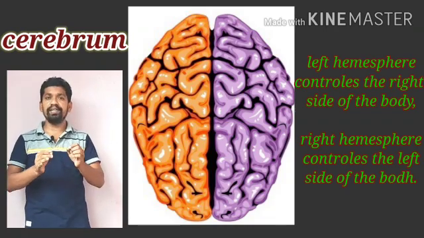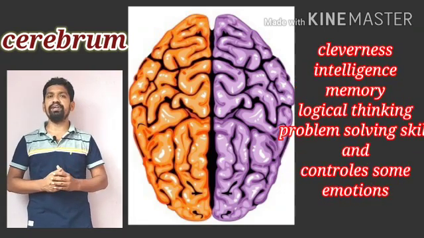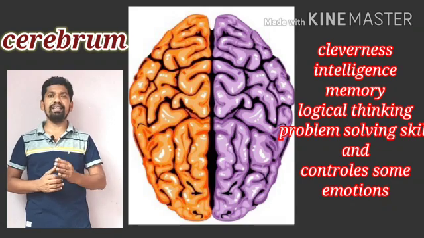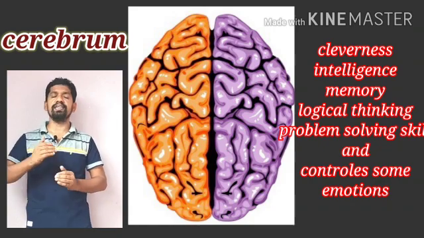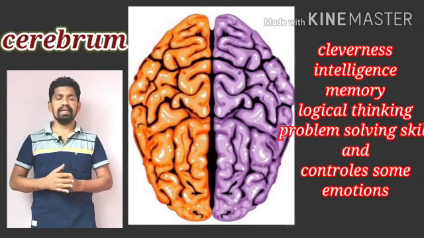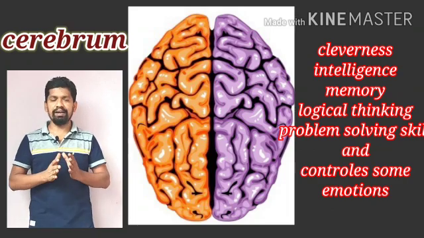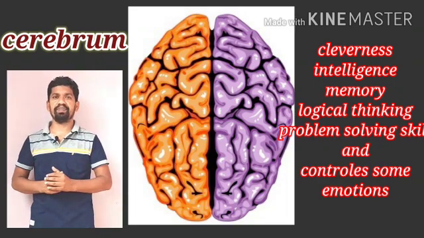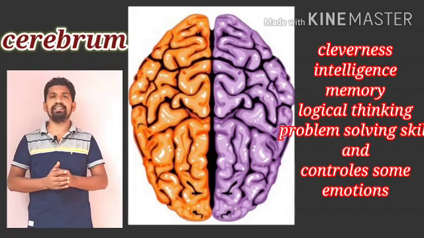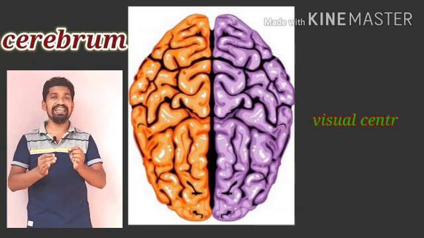Now the cerebrum is the highest center for our cleverness, memory, logical thinking, intelligence and some emotions, which are controlled by the large brain, also known as the cerebrum. So not only emotions, some important sensations are also controlled by the cerebrum itself.